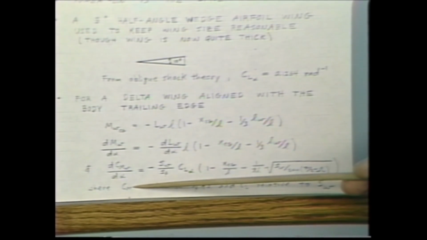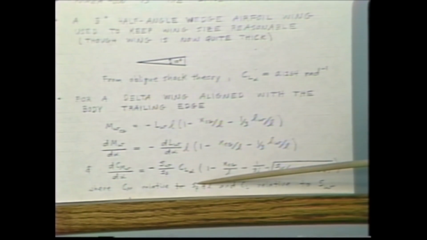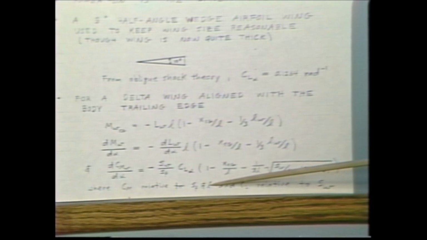Here I should point out that the moment coefficient is relative to the planform area of the body and the length of the body, whereas the lift coefficient is relative to the wetted area of the wing. So you don't get those too confused.